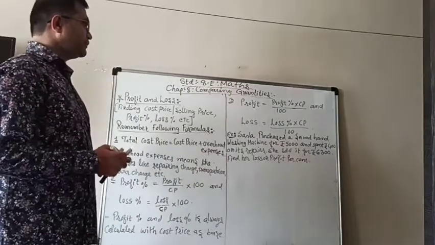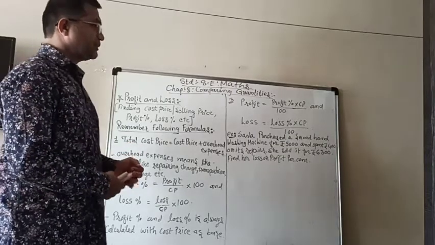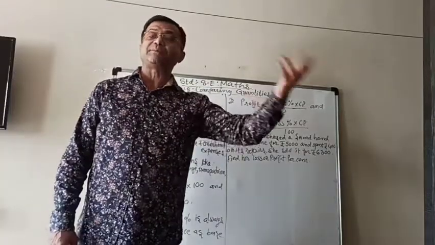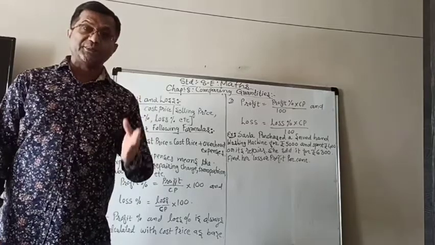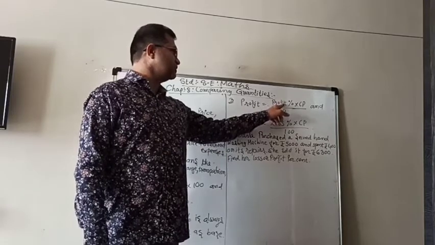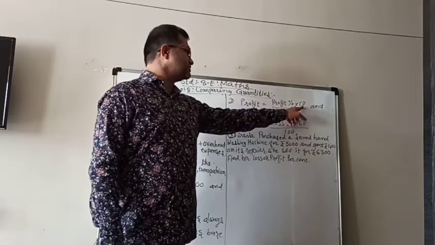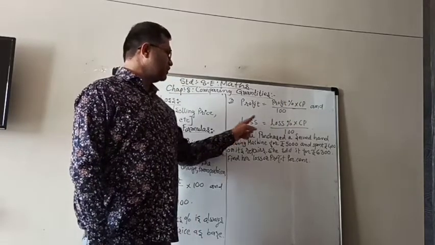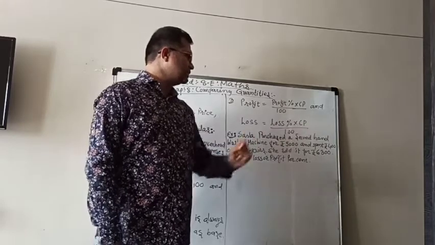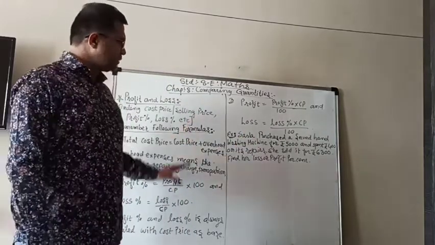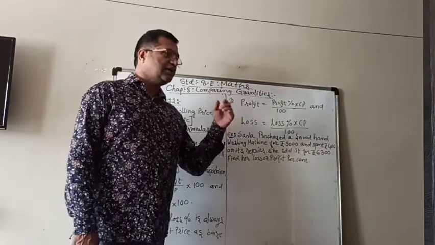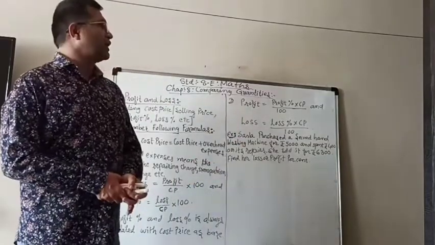Also, if profit percent is given, suppose I bought something for rupees 10,000 and took 10% profit, then that profit percent is converted into rupees. So profit is equal to profit percent upon 100 multiplied by CP. Similarly, if loss percentage is given, then loss is equal to loss percent upon 100 multiplied by CP. So if you remember all these formulas, then we can easily do the examples and find the required answer.